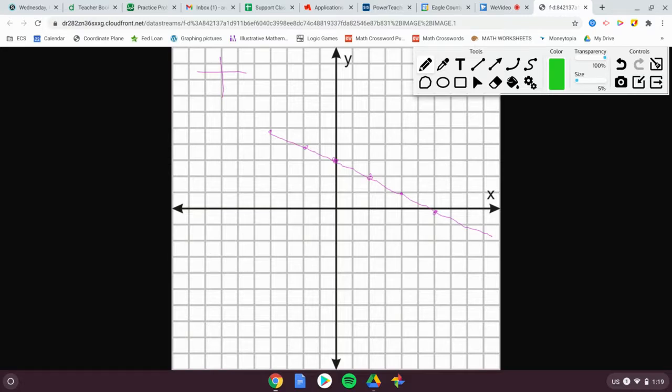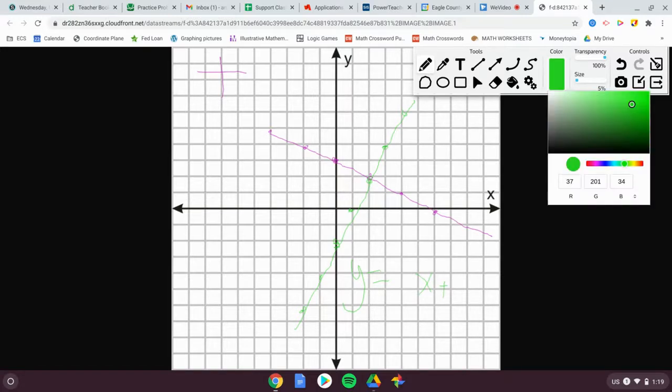Okay, and now I'm going to start here with my green one. Go here, go here, go here. So on and so forth. Okay, now I have two perpendicular lines. So again, I want you to come up with the equation for each of these. Y equals blank x plus blank.